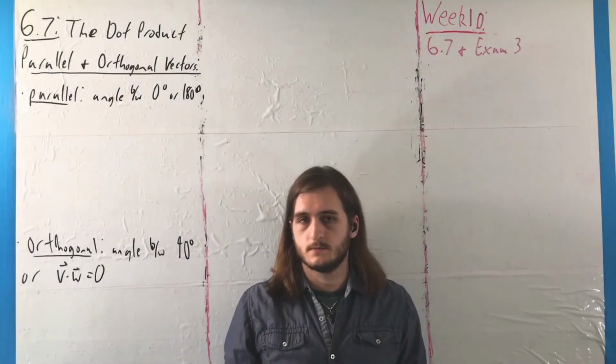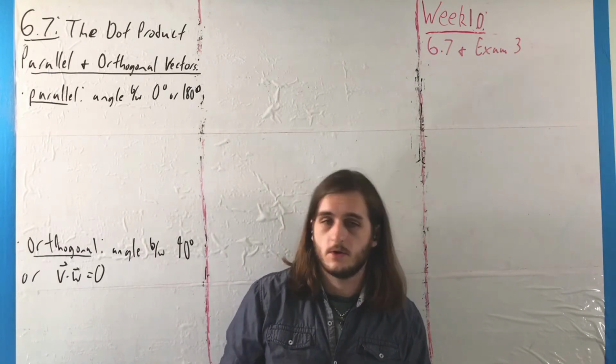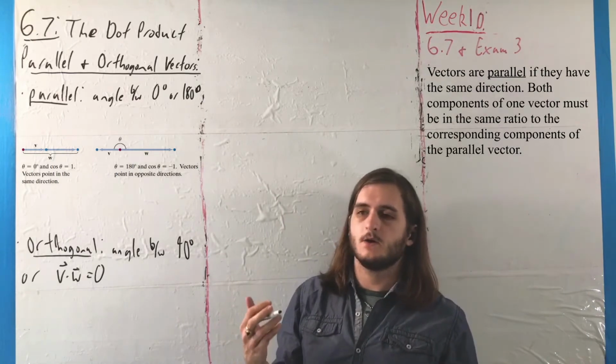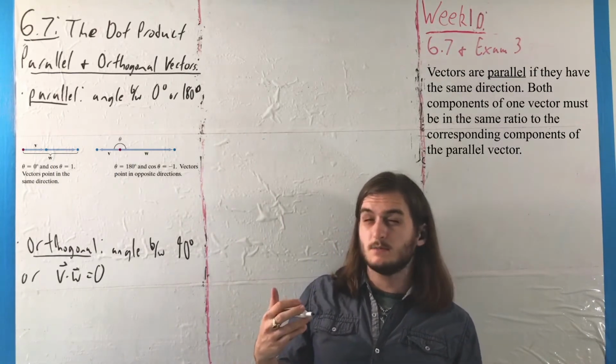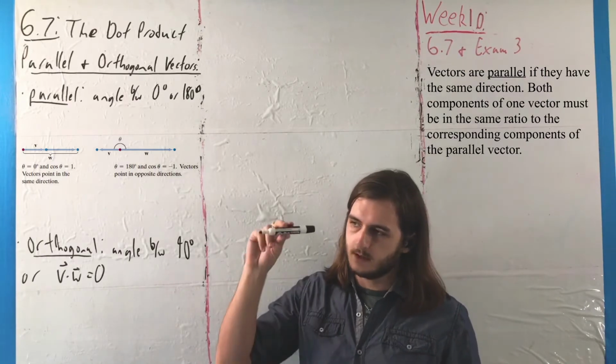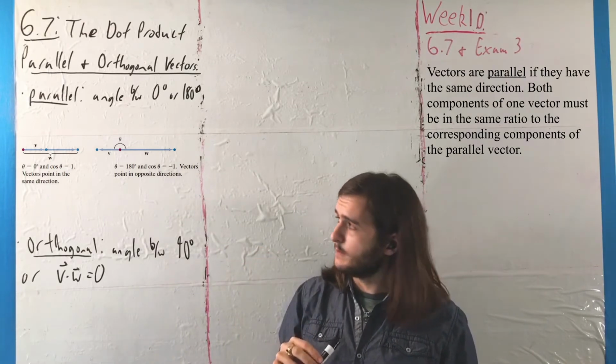So next we're going to talk about some special relationships we can have in terms of particular angles. First, we're going to look at what are called parallel vectors, where vectors being parallel has kind of the same meaning as lines being parallel, thinking in terms of more classical geometry. That is, you've got a pair of them that never intersect and have the same slope.